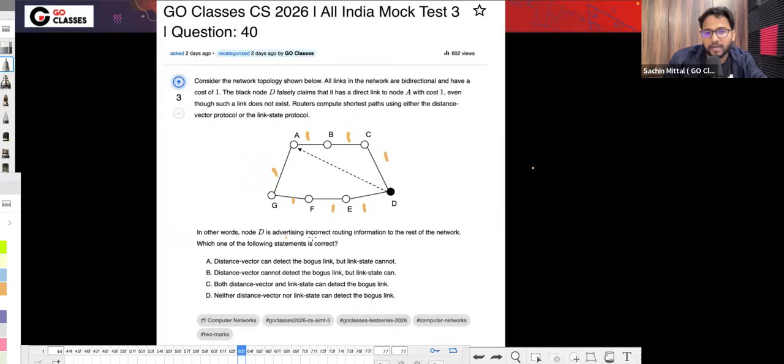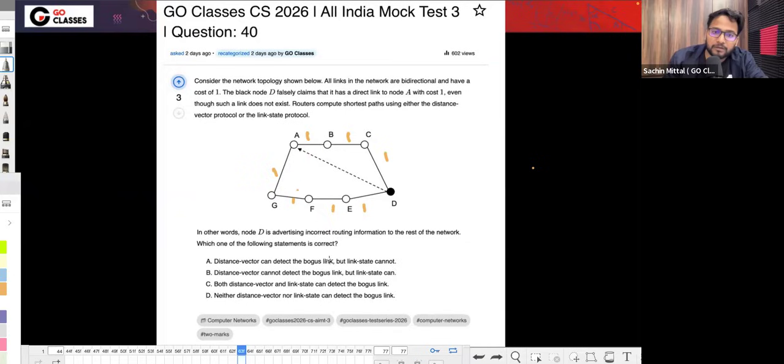In other words, node D is advertising incorrect routing information to the rest of the network. Which one of the following is correct? DVR, which means distance vector, can detect this bogus link, but link state cannot, and vice versa. Okay, so they are just asking that suppose D is falsely claiming, then which of the following is correct?